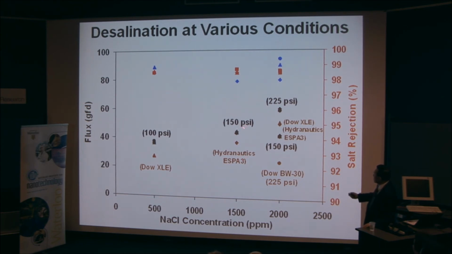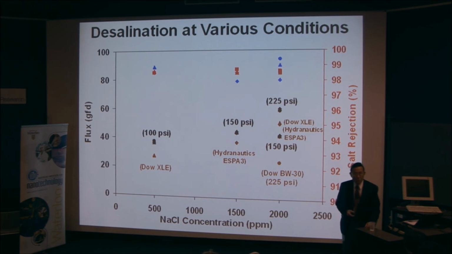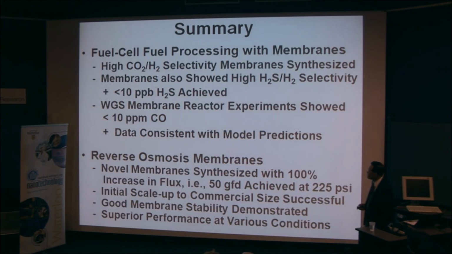Then if you run the Hydranautics membrane at 150 psi for the 1500 ppm salt solution, the result again is below what we can achieve. Even the salt rejection is also lower than ours. And then you run Dow's extra low energy membrane at 100 psi, at 500 ppm. 500 is much higher than most of the city water that you will get. Okay, then we also show better performance.